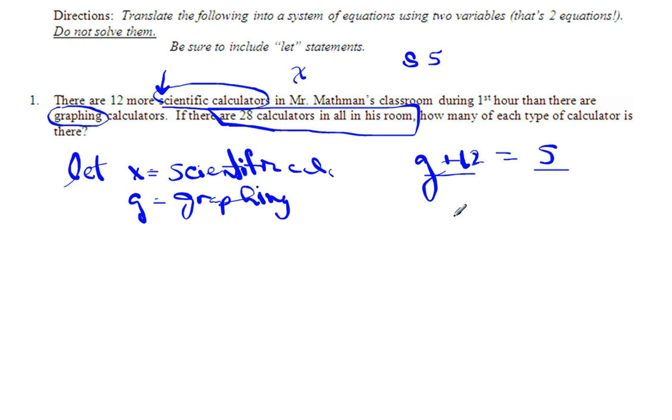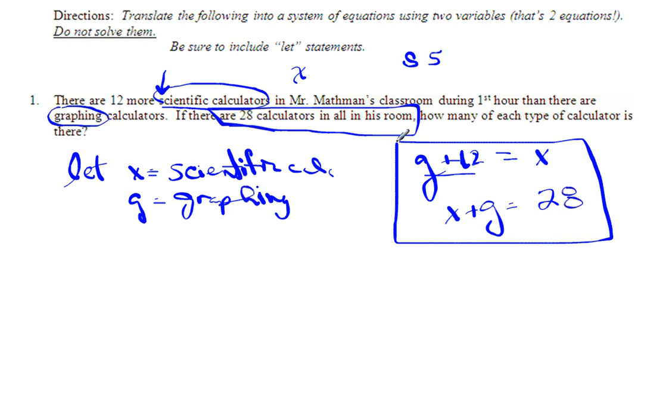Well, that just means if I take my scientific, oh, I said I was going to use X for that, didn't I? So that's my X. So if I take my scientific plus my graphing calculators, I'll get a total of 28 calculators. And that's it. I just want to write them that way. We would use probably substitution, which is a different video, to solve this. So you take this stuff and plug it in, but we'll worry about that later.